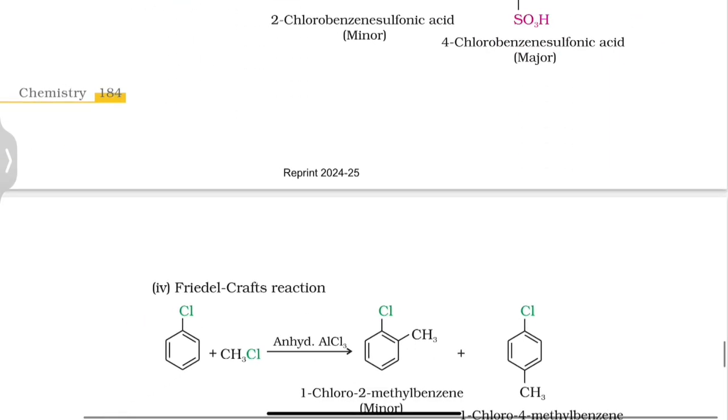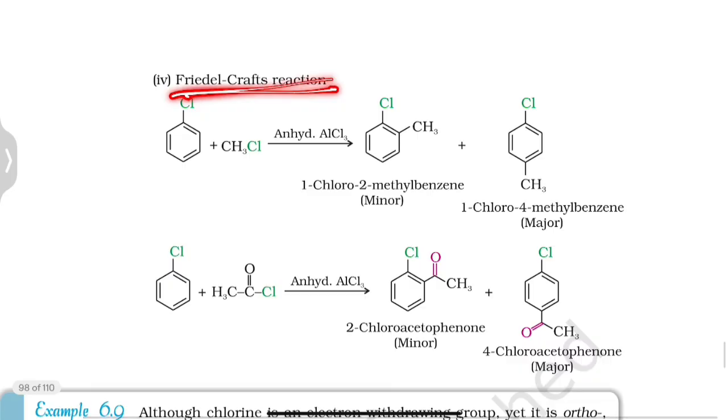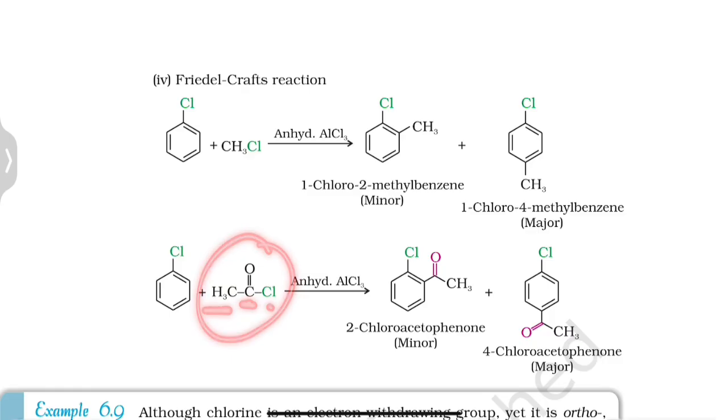So you can remember. Next is Friedel-Crafts reaction. In Friedel-Crafts reaction, you have two types of reagents, that is alkyl halide and acyl halide. Acyl halide is CH3COCl. So this is acyl halide.